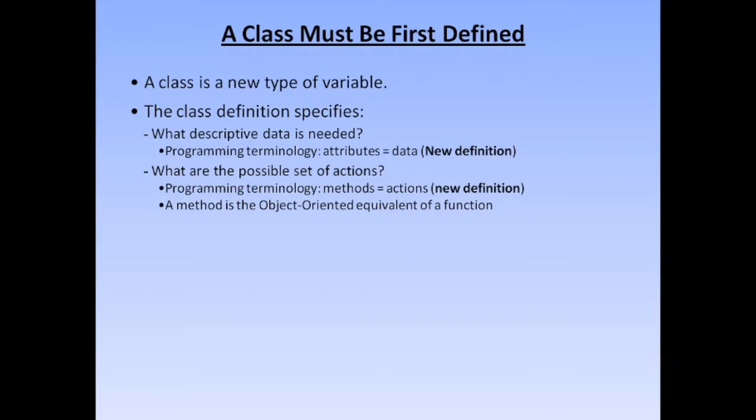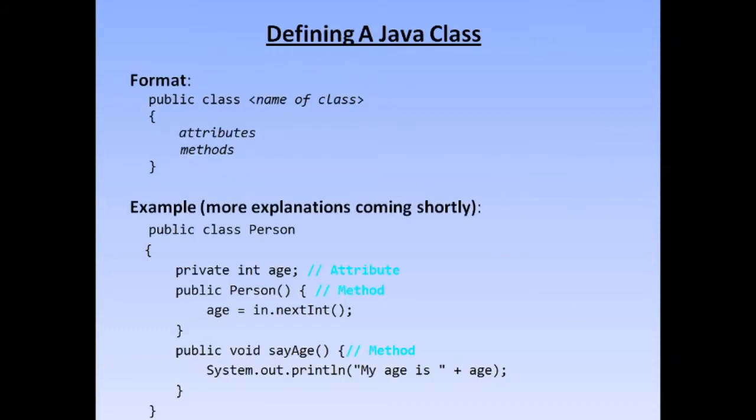In programming terminology, attributes are equal to data, a new definition. And what are the possible sets of actions? In programming terminology, methods are equal to actions, a new definition. A method is the object-oriented equivalent of a function. You are already familiar with the term function. Then what is a method? Whenever a function is declared and defined inside a class, it is known as a method. And a function is used to specify a particular block of code that is defined outside a class.